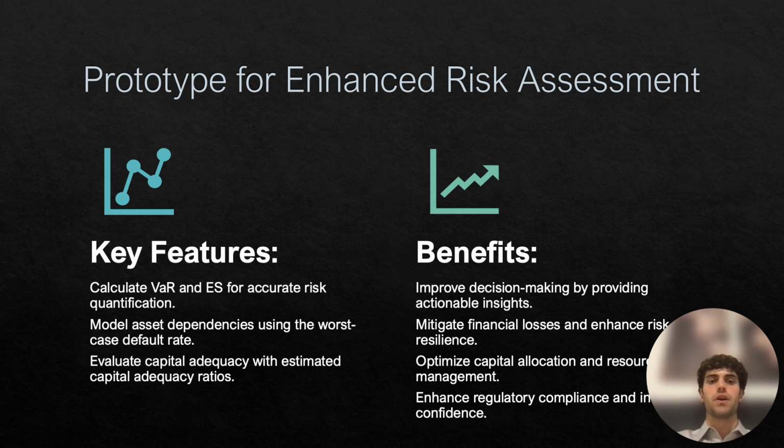This process goes beyond basic risk calculations and allowed us to model asset dependencies, simulate market conditions, and measure capital adequacy more accurately. The prototype's key benefit is that it provides actionable insights, enabling Robinhood to make informed decisions, optimize capital reserves, and improve regulatory compliance. By quantifying worst-case scenarios, the model enhances the company's resilience against extreme market fluctuations.